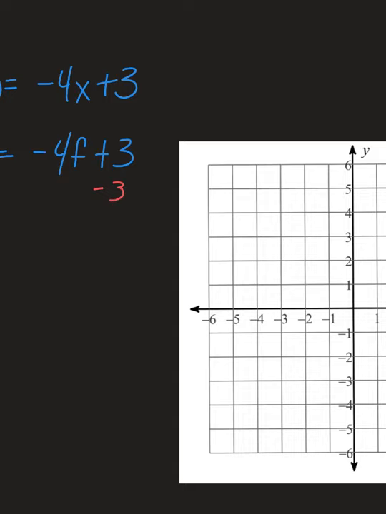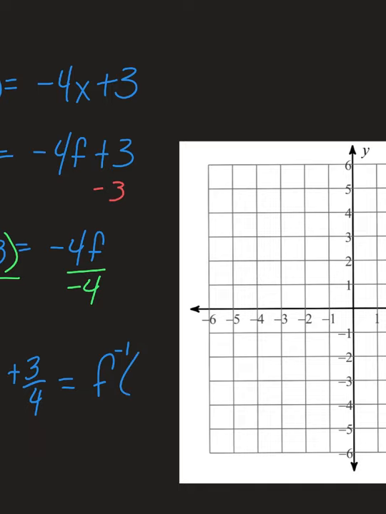So we end up with x minus 3 equals -4f. And then again, remember, we've got to divide everything by -4. If you need to put parentheses to remind yourself, do that, but everything gets divided by -4. So we end up with -1/4 x plus 3/4. This is my inverse function to the f function.